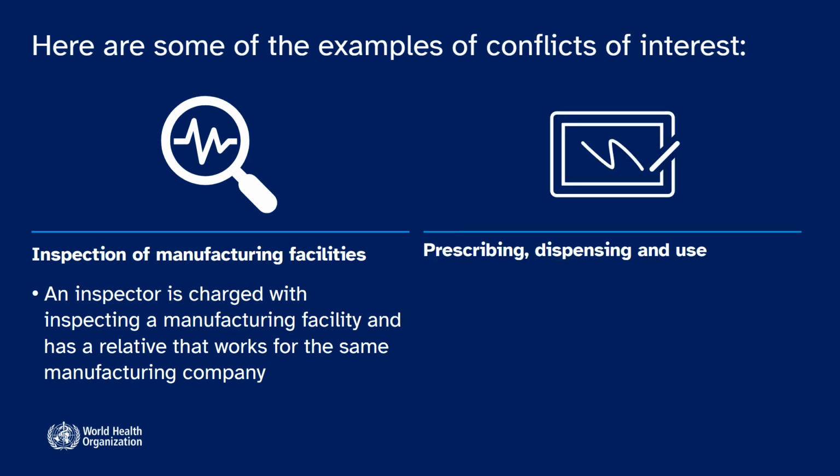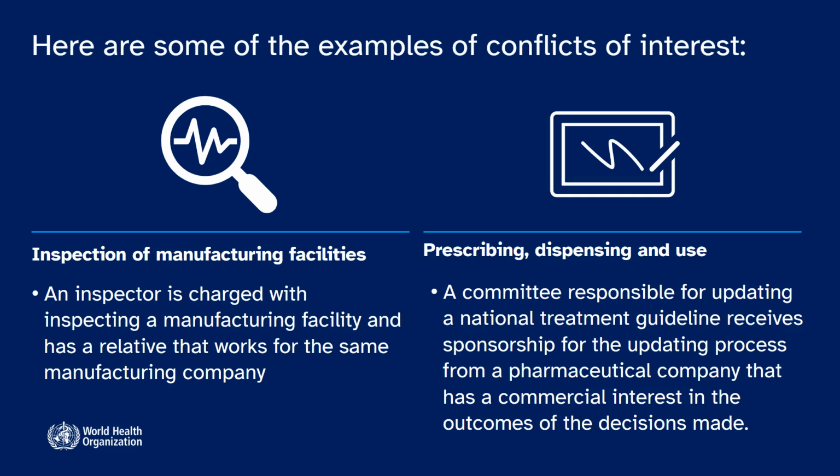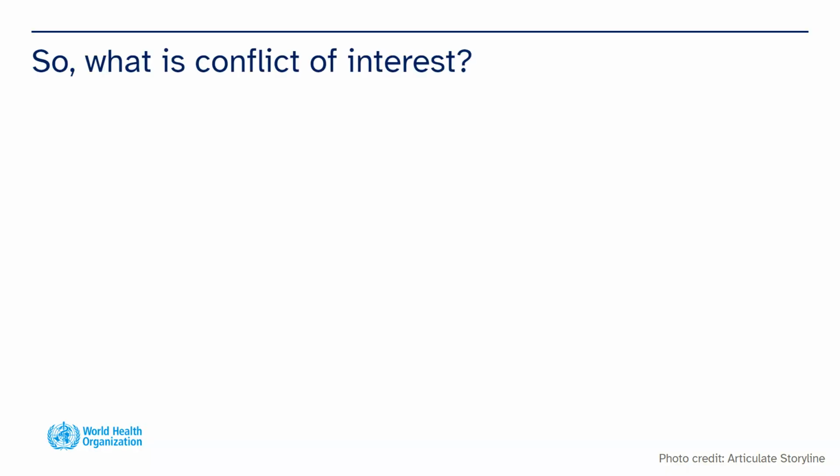4. Prescribing, dispensing and use. A committee responsible for updating a national treatment guideline receives sponsorship for the updating process from a pharmaceutical company that has a commercial interest in the outcomes of the decisions made. So, what is conflict of interest?